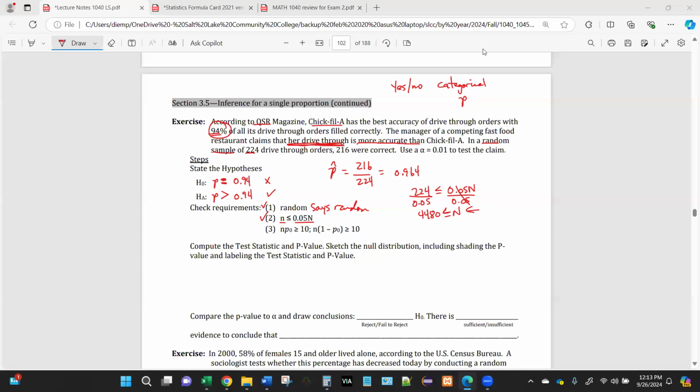Let's see here. Real quick, sorry. It's fine. What's up? I'm just curious why it says 0.05 and not 0.01.